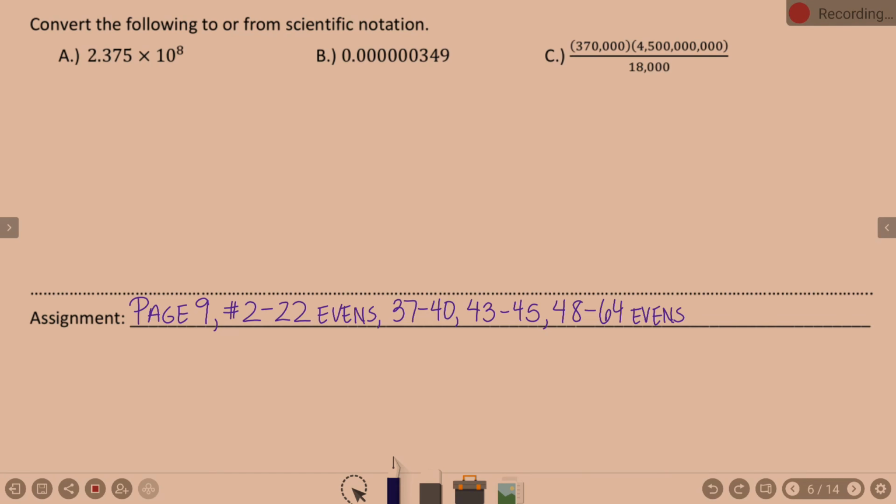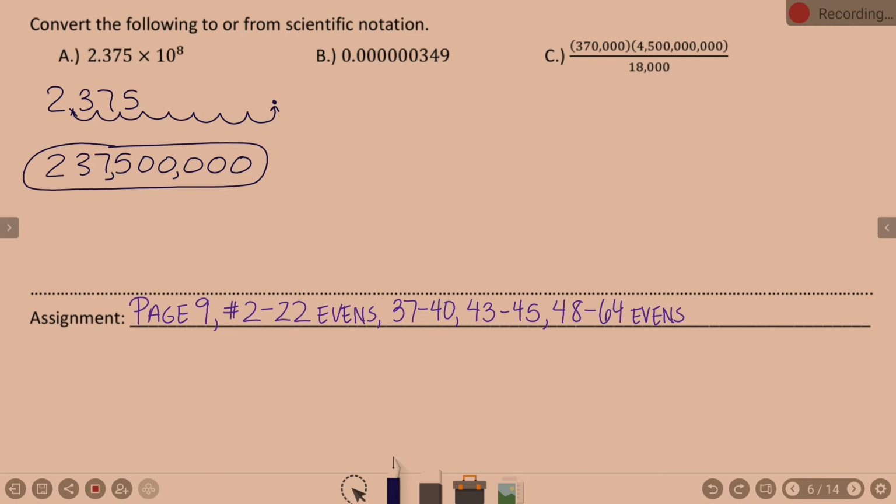This positive 8 says you move the decimal 8 places right, yes? So, what do I have? 2.375. 1, 2, 3, 4, 5, 6, 7, 8. Am I adding 8 zeros? No. 8 zeros is what you added when you first tried scientific notation, but we've grown, we're past that, yes? So 2, 3, 7, 5, 1, 2, 3, 4, 5 zeros. And how do we put commas in a number? Every 3 numbers from the back end, yes?